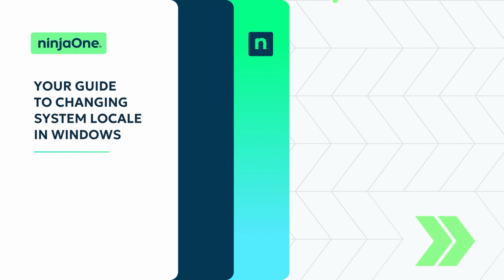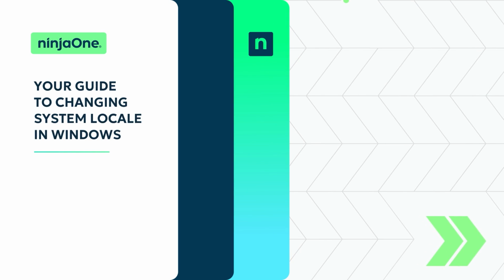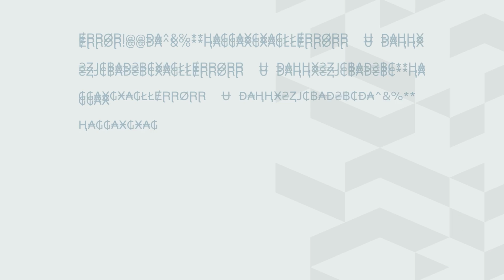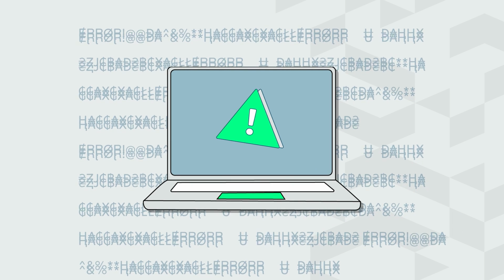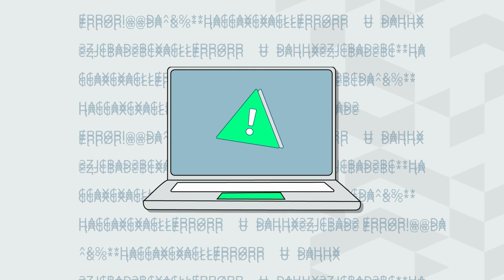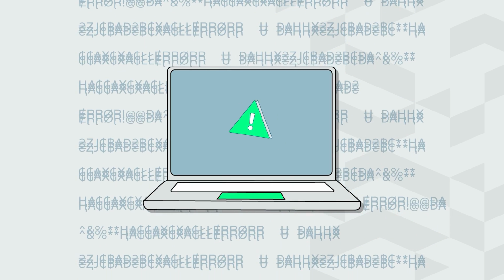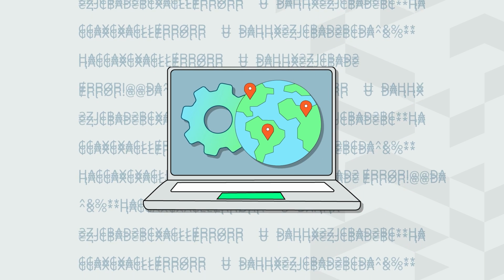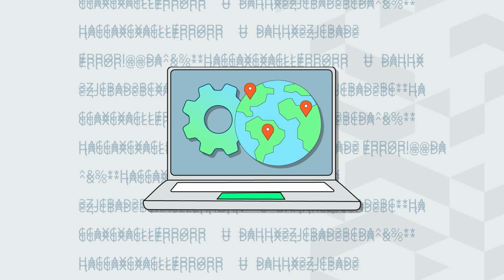Your guide to changing system locale in Windows. Seeing garbled text or installation errors from some programs? It's likely a system locale mismatch. In this video, we'll show you how to change system locale to fix these compatibility issues and ensure smooth operation.